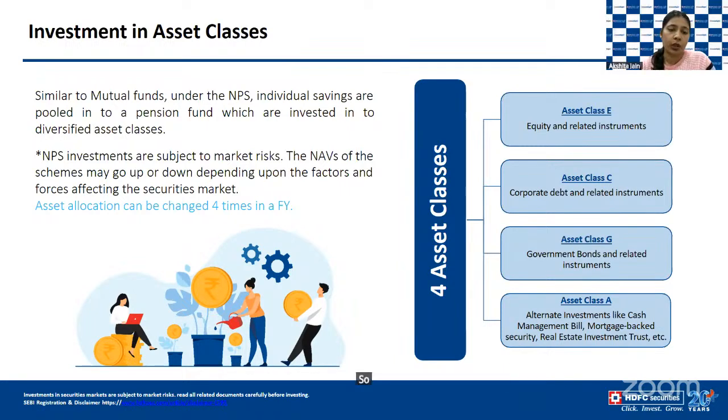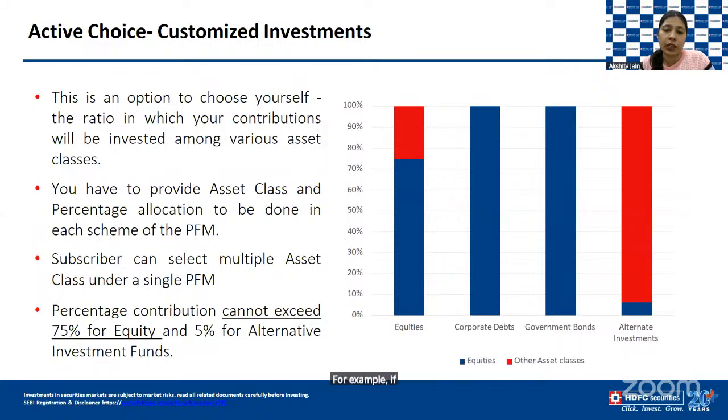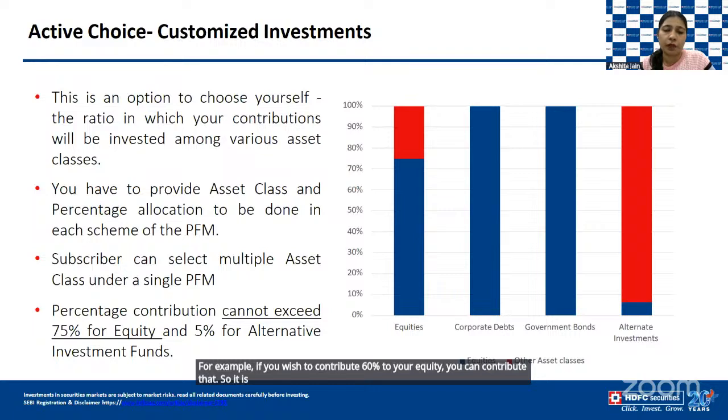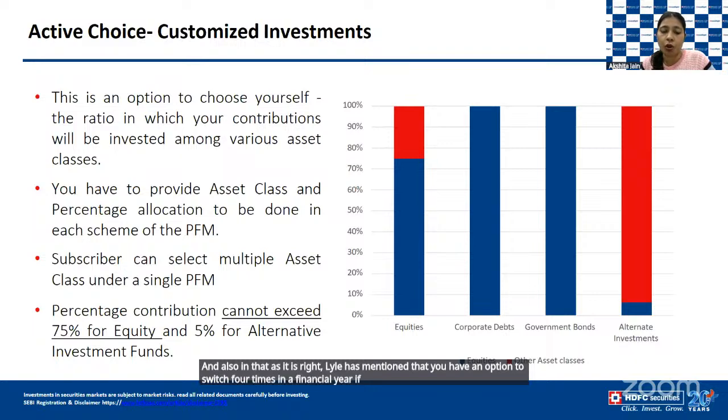So we have talked about the different types of asset class. We do have different types of investment choice also, which has been given to the customers, like active choice, which we can call do it yourself, wherein according to your own risk appetite, you can choose your contribution among the different asset classes. You can mention the percentage. For example, if you wish to contribute 60% to your equity, you can contribute that. So it is basically a customized option which has been given to the subscriber. And also, as Lyle has mentioned, you have an option to switch four times in a financial year if you wish to change the contribution. That is also a possibility, right, Lyle?